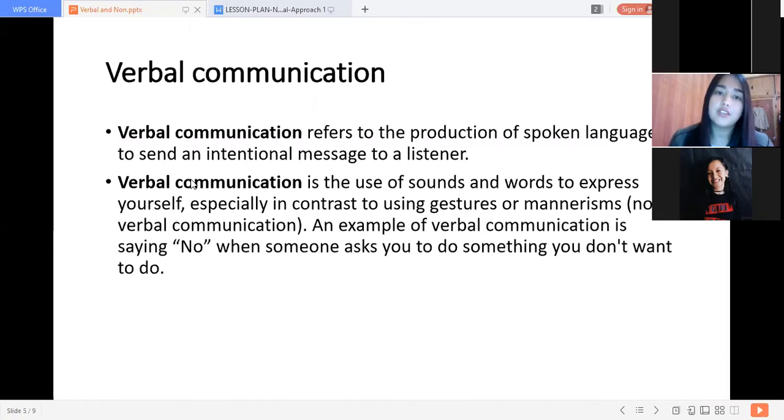But let me just give a more concise definition of verbal communication. So verbal communication refers to the production of spoken language to send an intentional message to a listener. Now, another definition of verbal communication will be read by Miss Bernaline. Verbal communication is the use of sounds and words to express yourself, especially in contrast to using gestures or mannerisms. An example of verbal communication is saying no when someone asks you to do something you don't want to do. Okay, so very clear. The definition of verbal communication is very clear.